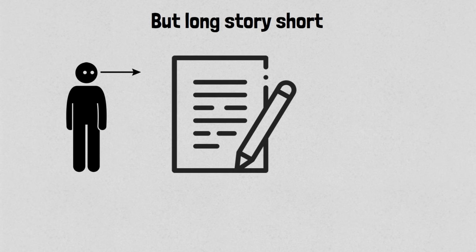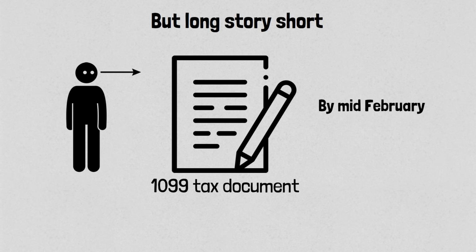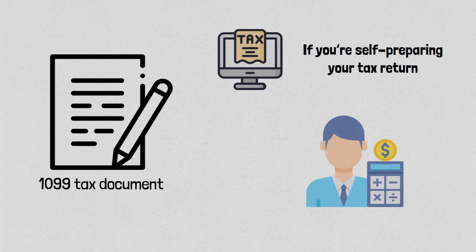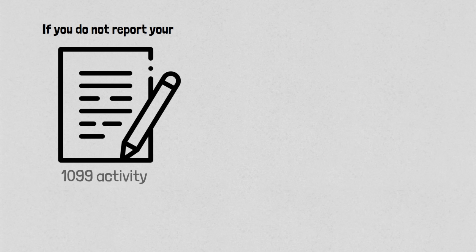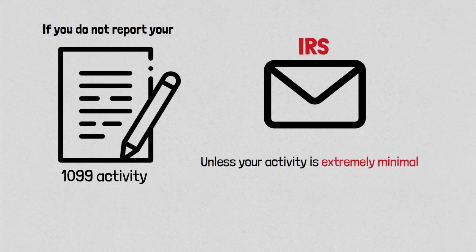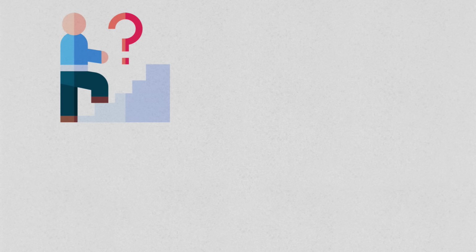But long story short, be on the lookout for your 1099 tax document by mid-February. Use that information for your tax software if you're self-preparing your return. If you're using an accountant, give them the consolidated 1099 tax documents. If you do not report your 1099 activity, it will most likely result in an IRS letter, unless your activity is extremely minimal. Again, this was a beginner's guide to taxes in the stock markets.